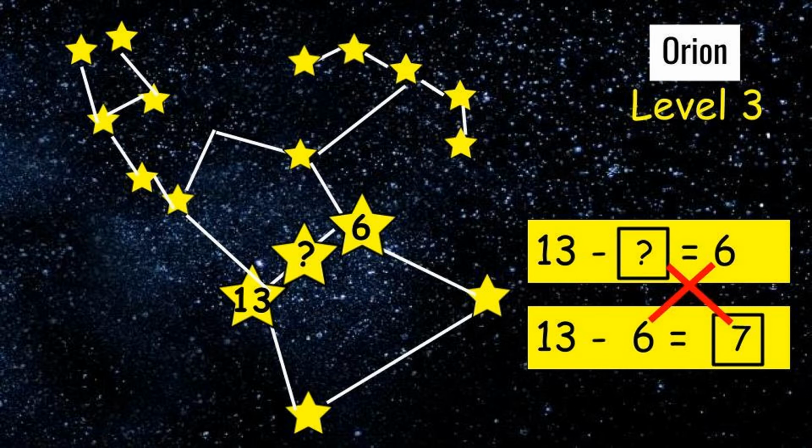Next, I'm going to rewrite the equation so that my unknown is at the end of the problem. I'm going to start with the number 13 because I'm going to subtract, and we always start with the largest number when we subtract. So then I move the 6 from the end of the problem to the next number in my problem. 13 minus 6 equals blank.